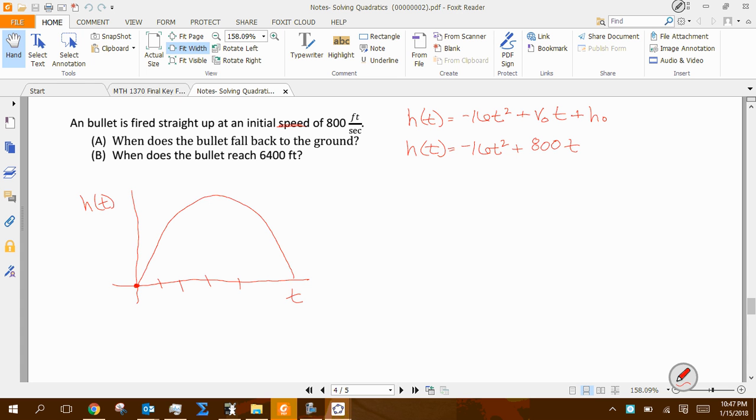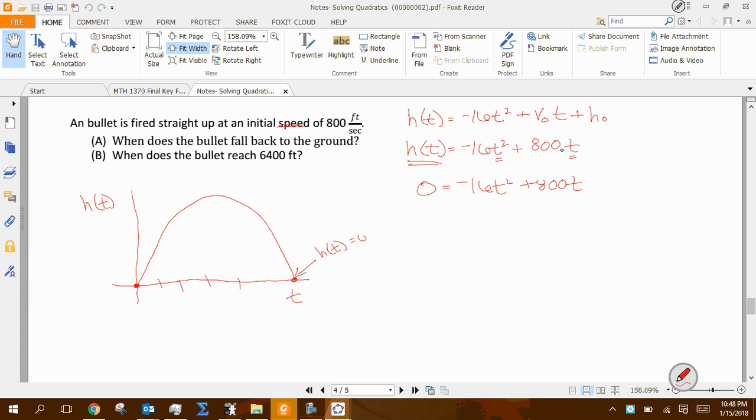What the question is, when does it come back down to the ground? So I'm going to solve for t. This is a quadratic equation. The variable is t. We can solve for that. And when it says comes back down to the ground, it's saying the h of t value, essentially your y value, is 0. So I'm going to replace that with 0. Negative 16 t squared plus 800 t.